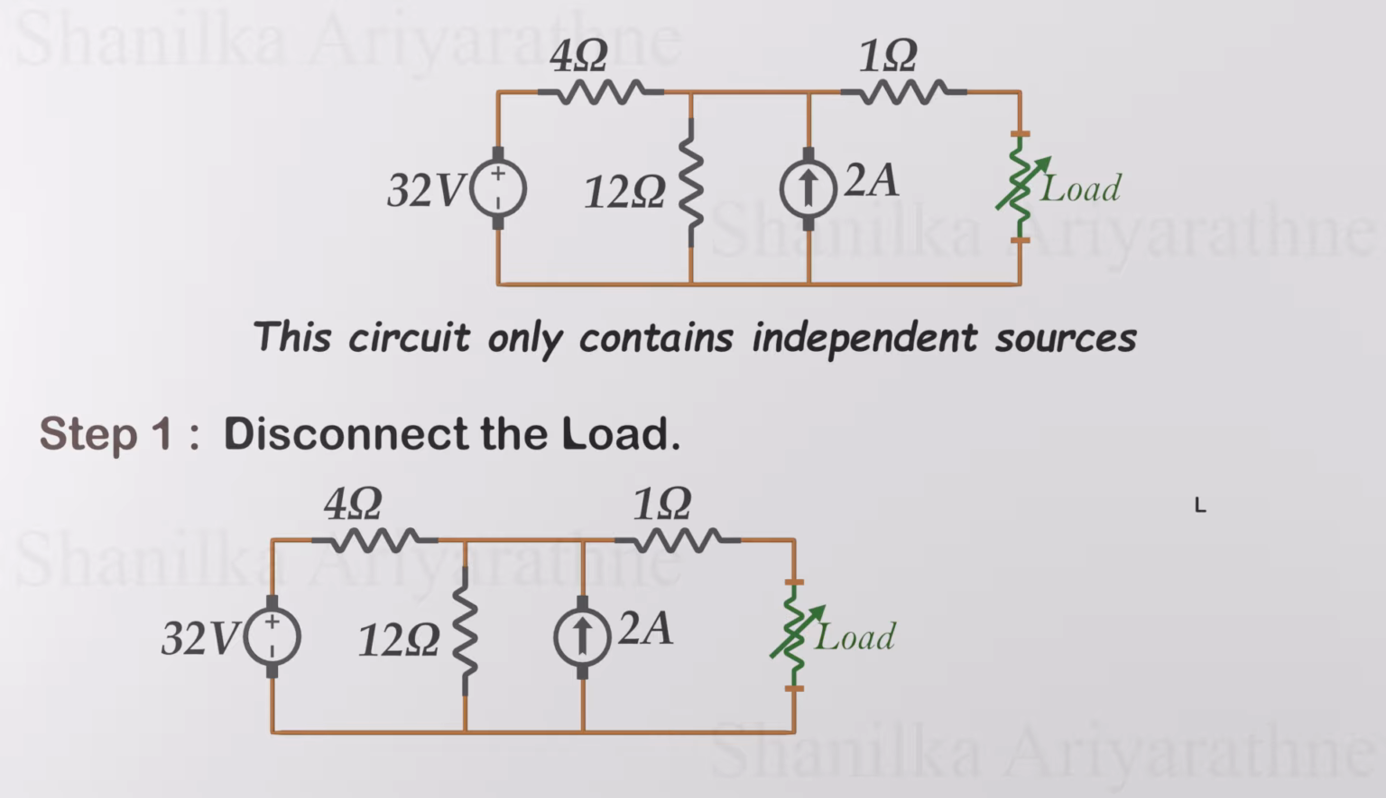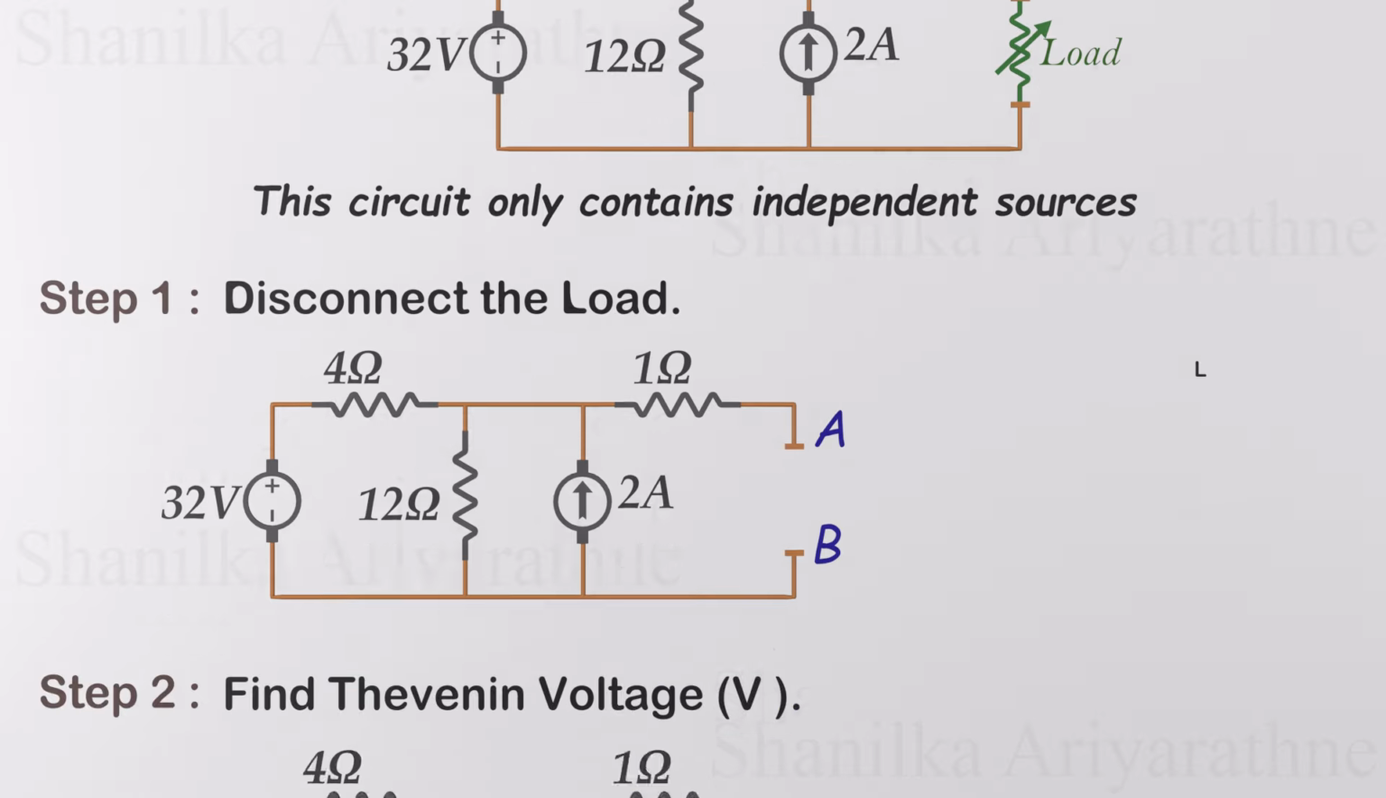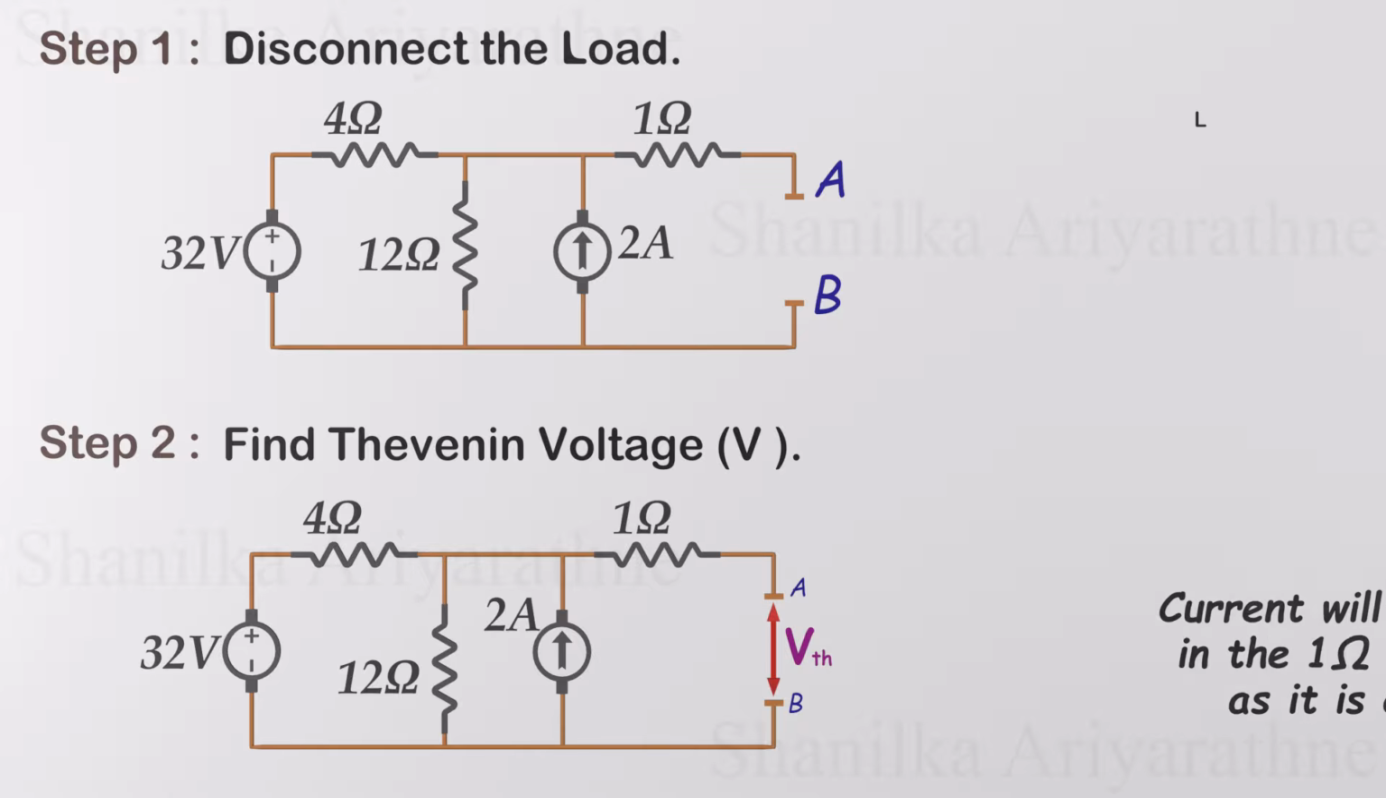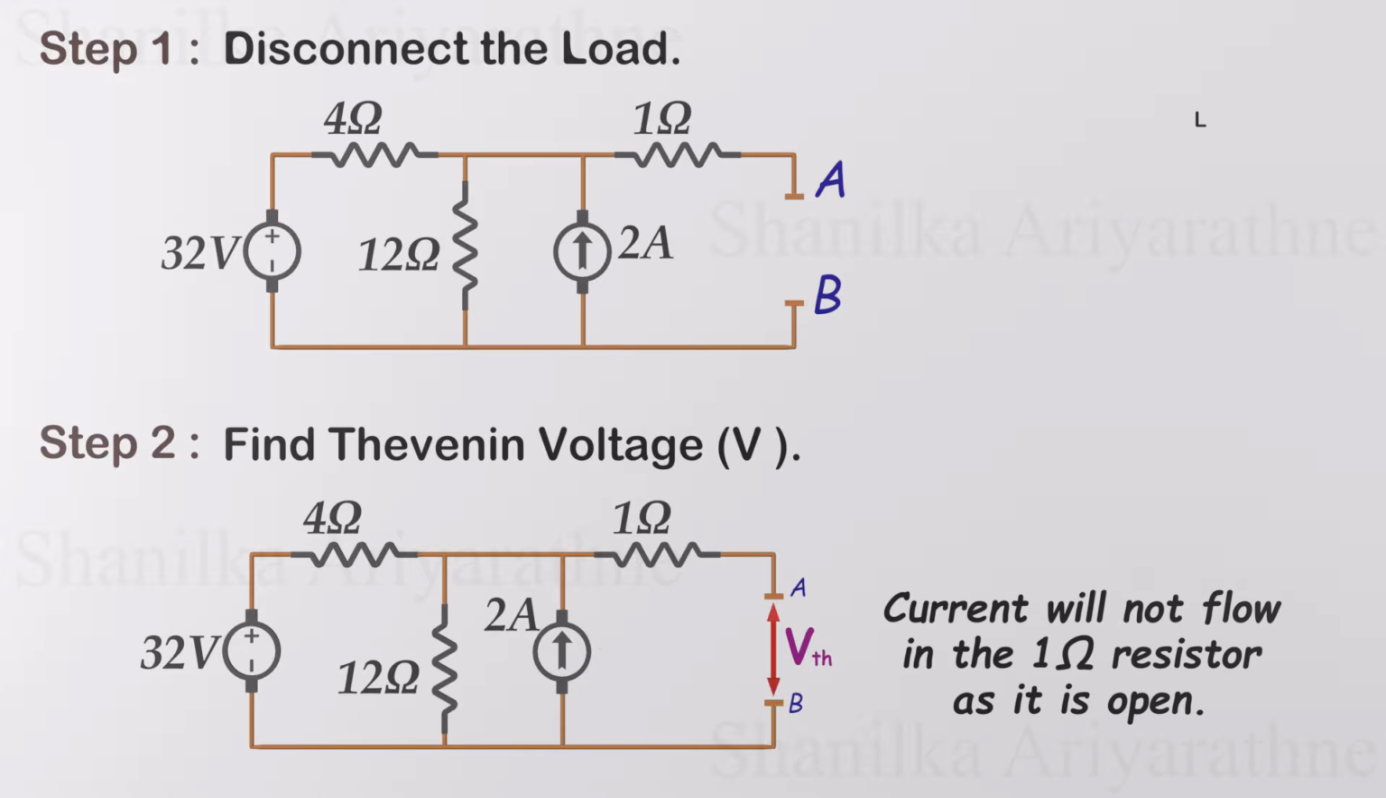First step is disconnecting the load. Remove load resistance and keep the nodes A and B disconnected. Now we can analyze the circuit without the influence of the load. The second step is calculating the voltage across the nodes A and B, which is the Thevenin's voltage. Here, no current flows through the 1 ohm resistor, so the voltage across A and B is equal to the voltage across the current source and 12 ohm resistor.